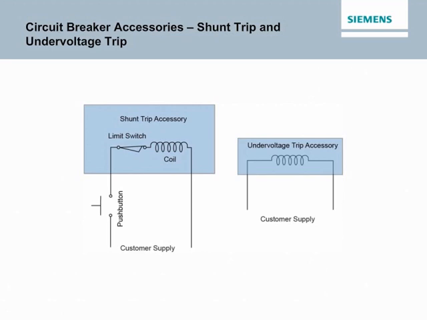The undervoltage trip device is designed to automatically trip the circuit breaker when the supply voltage drops to a low value, 35 to 70% of nominal line voltage. The device also prevents the circuit breaker from being reset until the supply voltage returns to at least 85% of its normal level. Common voltages for shunt trip and undervoltage trip coils are 24 VDC, 48 VDC, 125 VDC, 120 VAC, 240 VAC, and 480 VAC.